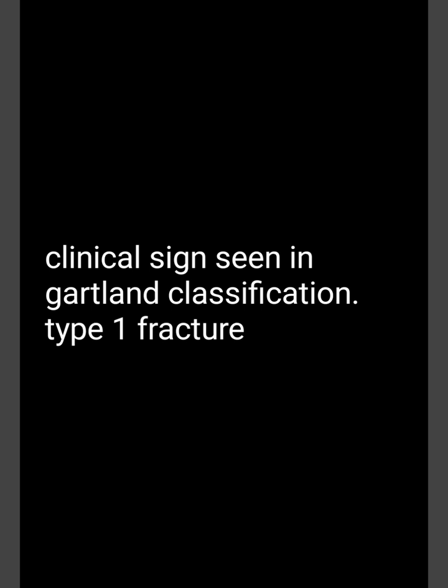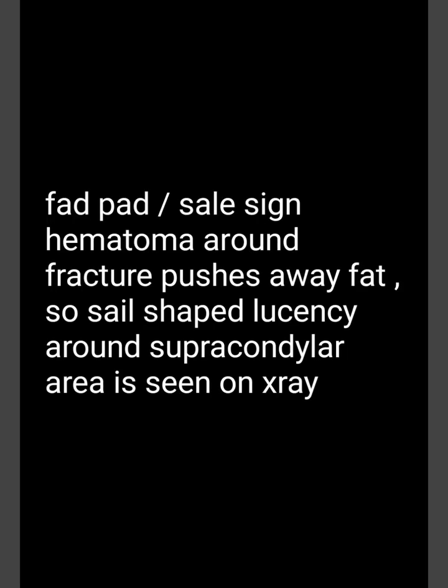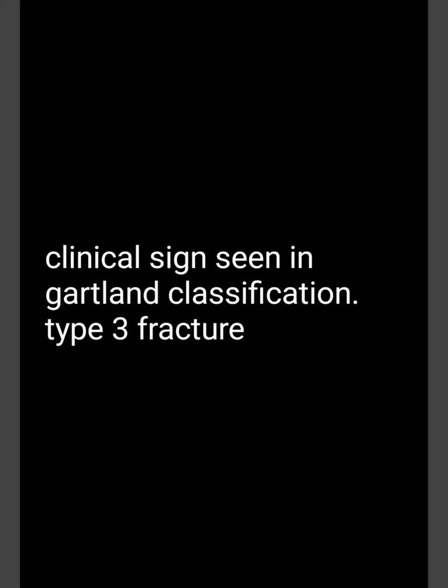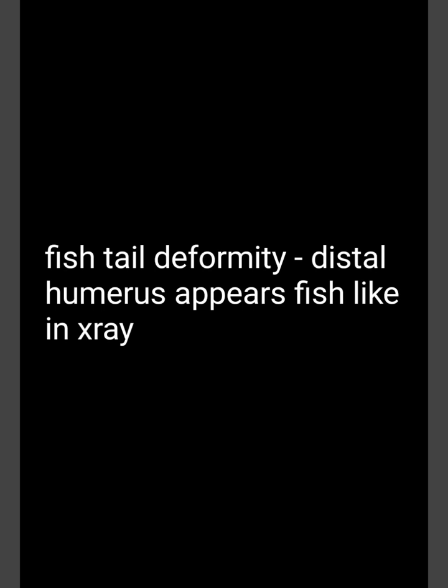Clinical sign seen in Gartland type 2: fat pad sail sign. Hematoma around fracture pushes away fat, so sail-shaped lucency around supracondylar area is seen on X-ray. Clinical sign seen in Gartland type 3 fracture: fish tail deformity. Distal humerus appears fish-like in X-ray.